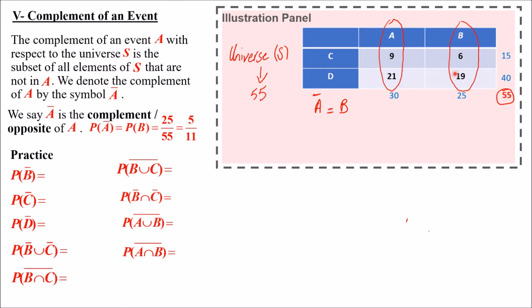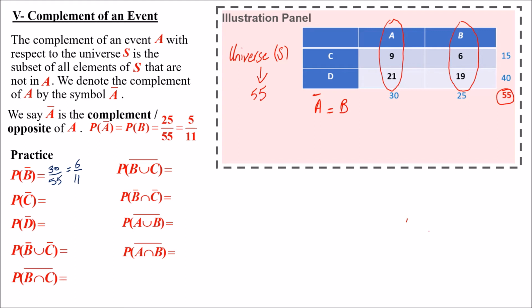Here this is B. Therefore, A is equal to B bar. What completes B is A to form the universe. So, the probability of B bar is equal to the probability of A. Therefore, probability of B bar equals 30 over 55, which gives us 6 over 11.